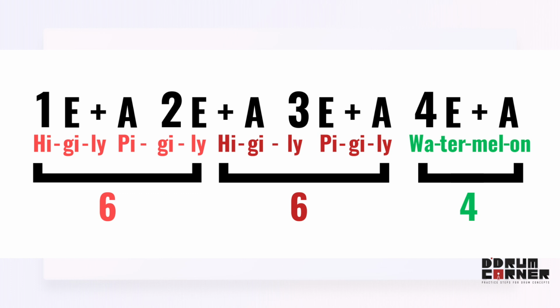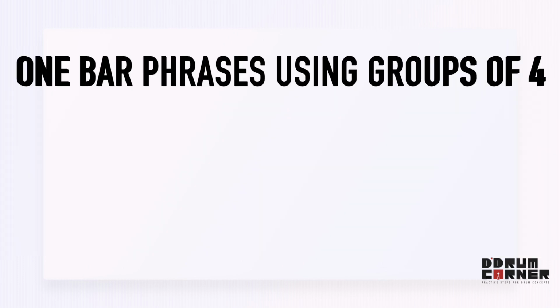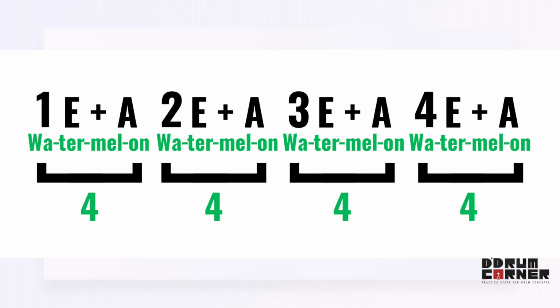1 2 3 4 5 6, 1 2 3 4 5 6. Group of 4. 1 2 3 4, 1 2 3 4, watermelon watermelon watermelon watermelon.